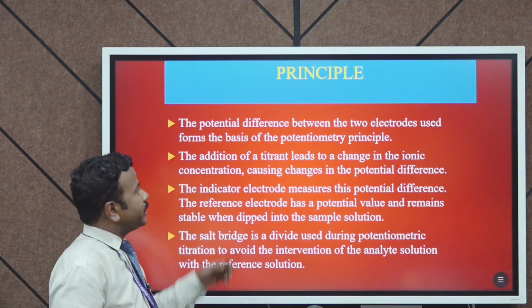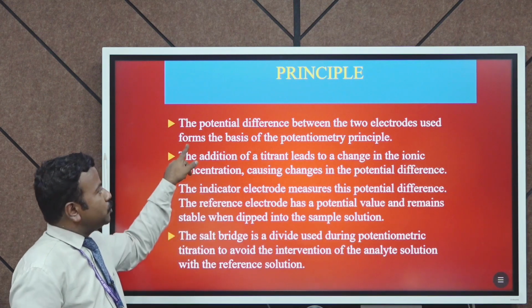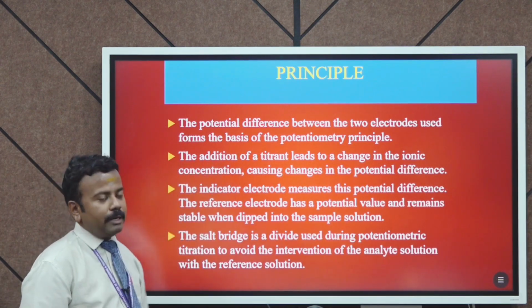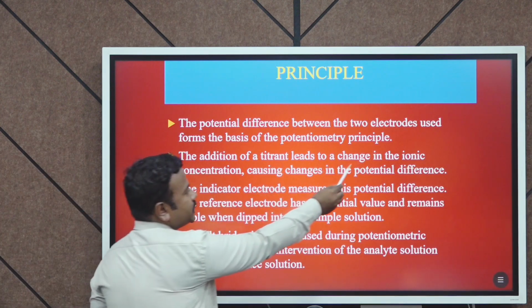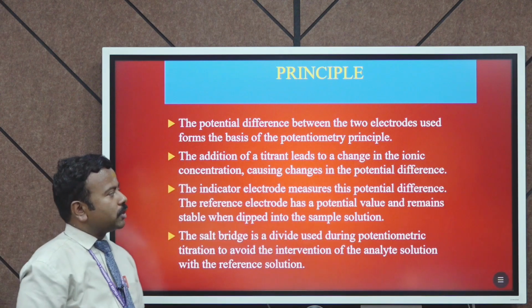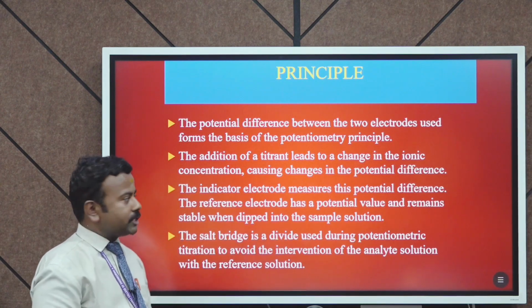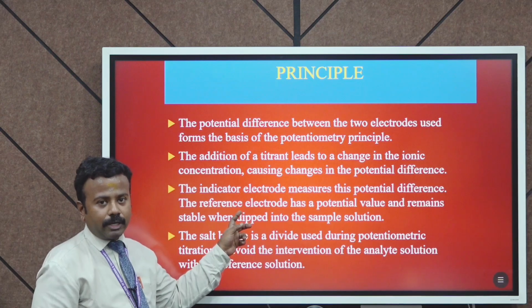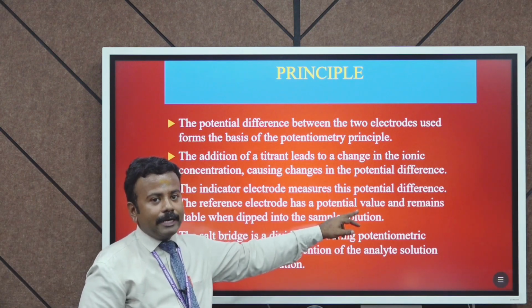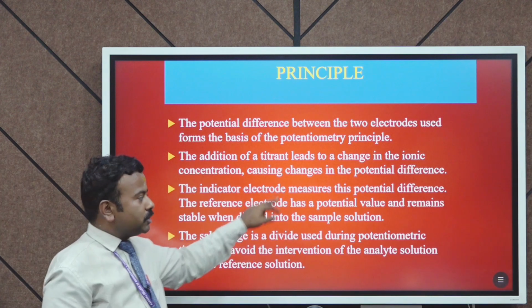This is the basic principle of potentiometric titration. The potential difference between the two electrodes forms the basis of the potentiometry principle. The addition of the titrant changes the ionic concentration, which causes the potential difference. The indicator electrode measures the potential difference, and the reference electrode has a fixed potential value and remains stable when dipped into the sample solution. So this is the main concept.